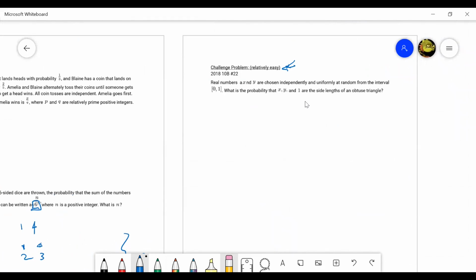So real numbers x and y are chosen independently and uniformly at random from this interval. What is the probability that x, y, and 1 are the sides of an obtuse triangle? So first, a few observations. This is a geometric probability problem because you have 2 numbers x and y in a closed interval 0, 1. So that's the most straightforward way to do it. And next, x, y, and 1 are the side lengths of an obtuse triangle. So what does this mean?